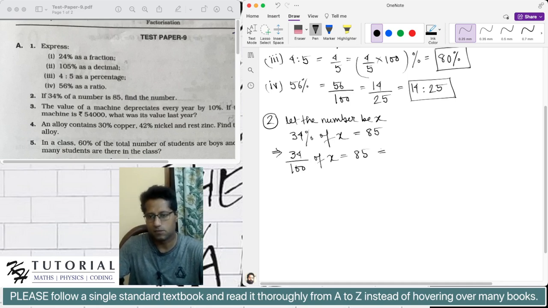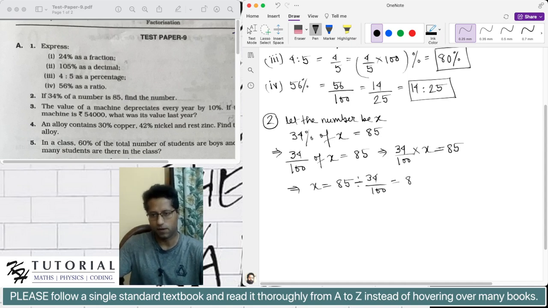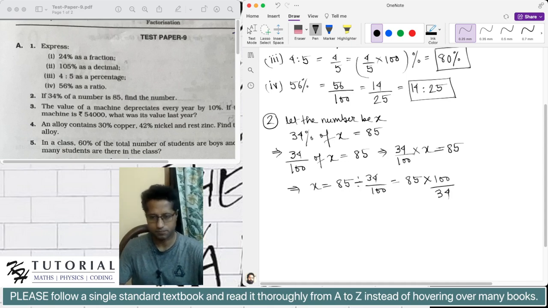The "of" operator means multiplication. So we have 34 by 100 multiplied by x is equal to 85. From here we can say that x will be equal to 85 divided by 34 by 100, which is equal to 85 multiplied by 100 divided by 34.